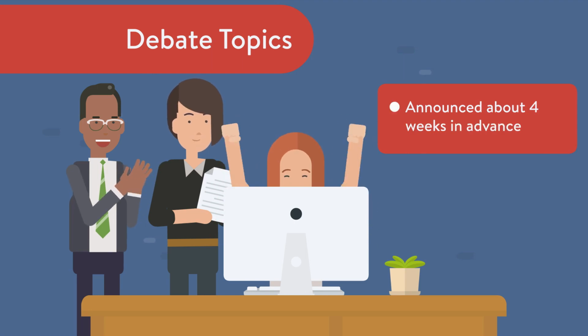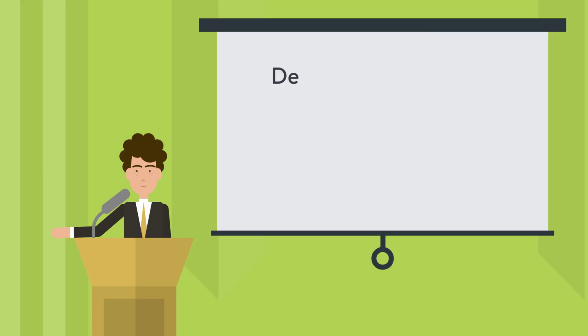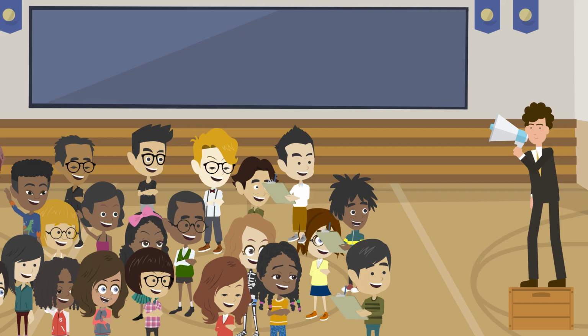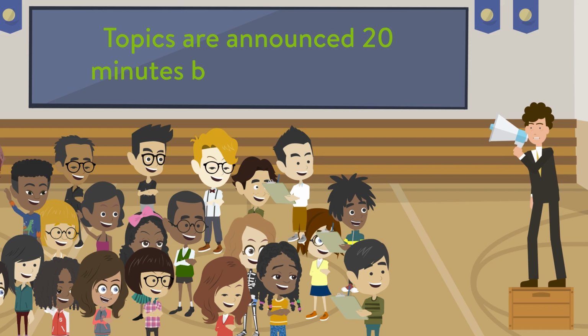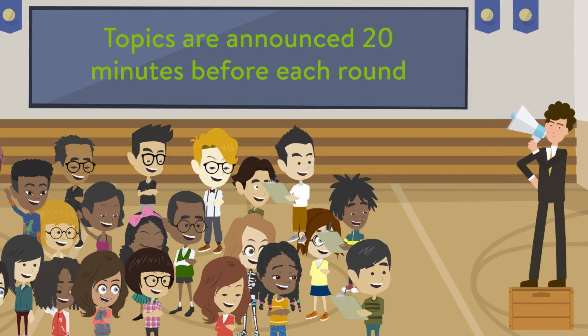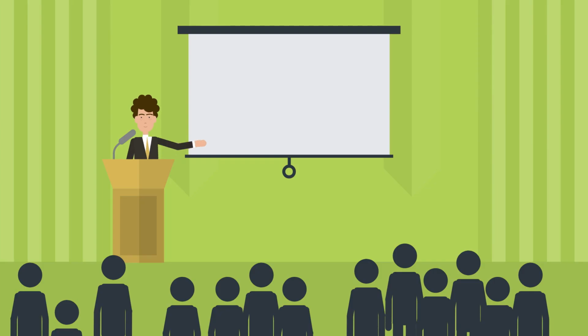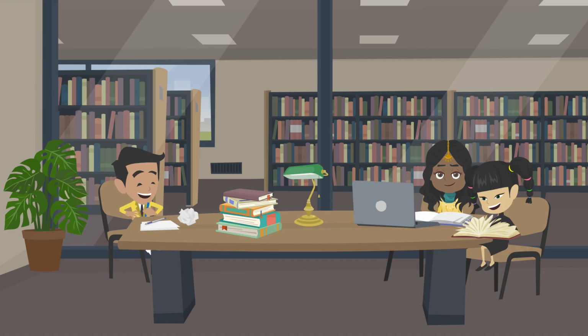Although the literal debate topics are announced in advance, debaters do not know which topics they will be debating each round, nor do they know which side they will be debating on. Therefore, topics are announced for a second time exactly 20 minutes before the round starts, and debaters will discover whether they are arguing for proposition or opposition. This 20-minute time period is called preparation time and should be used to gather your notes before the debate starts.